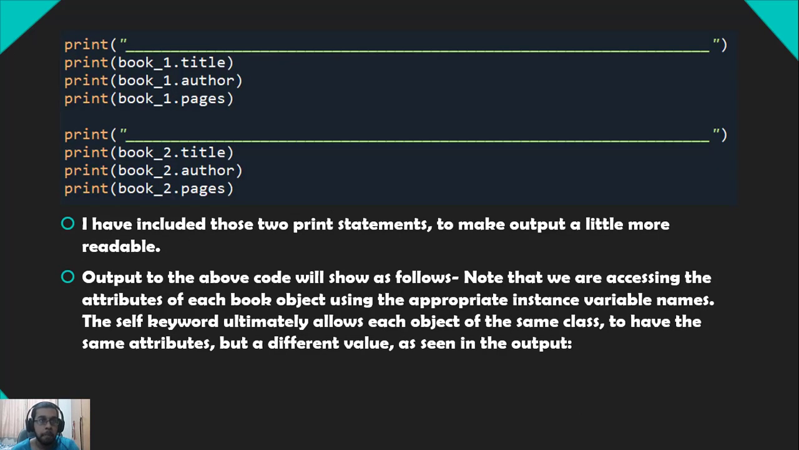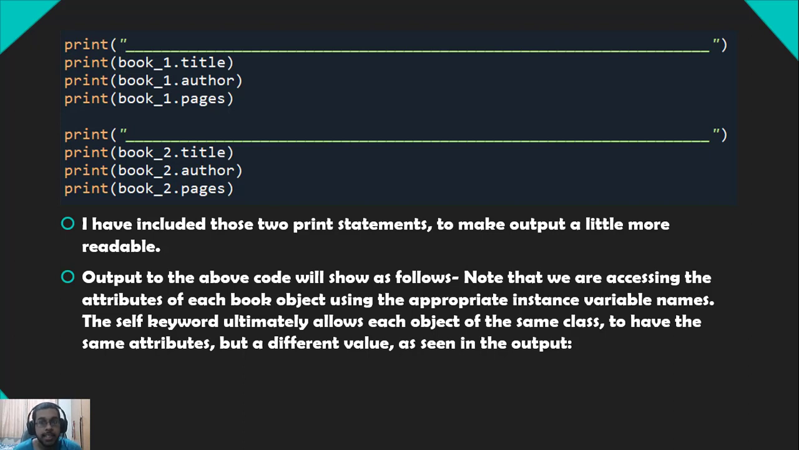For example, print book1.title, print book1.author, print book1.pages, print book2.title, print book2.author, print book2.pages. I have included those two print statements to make output a little more readable. Output to the above code will show as follows.